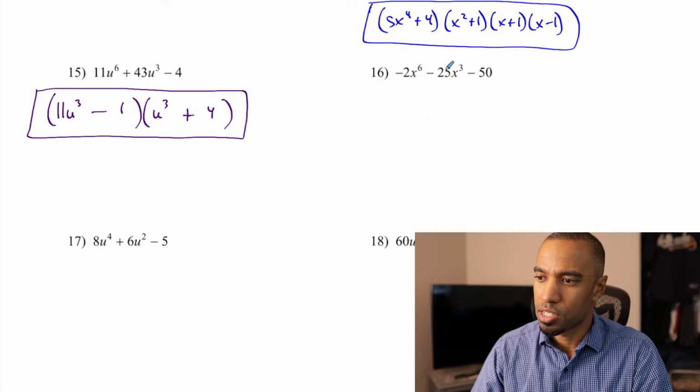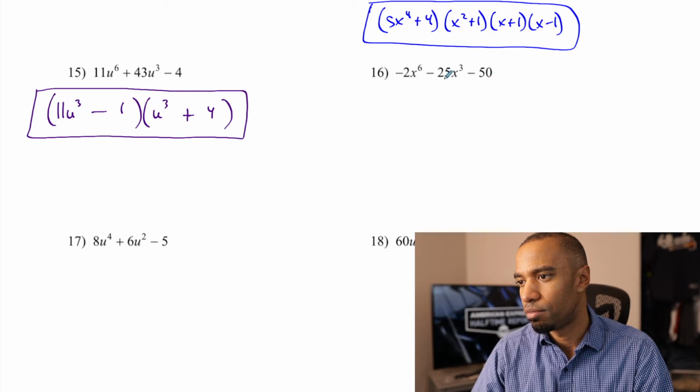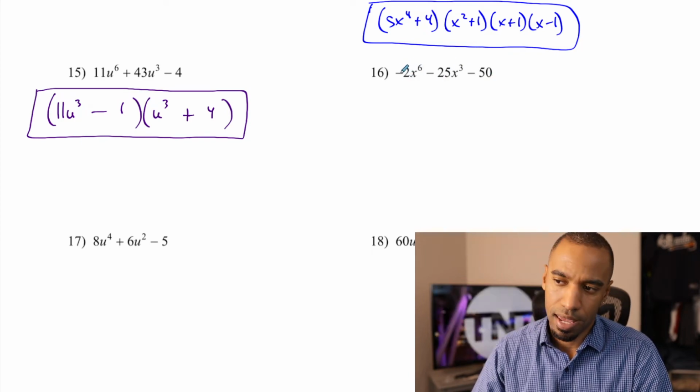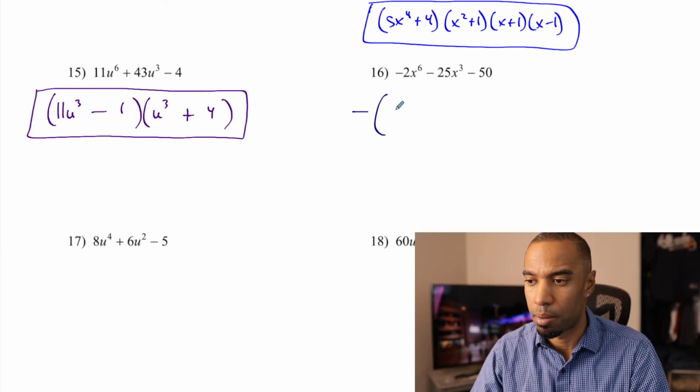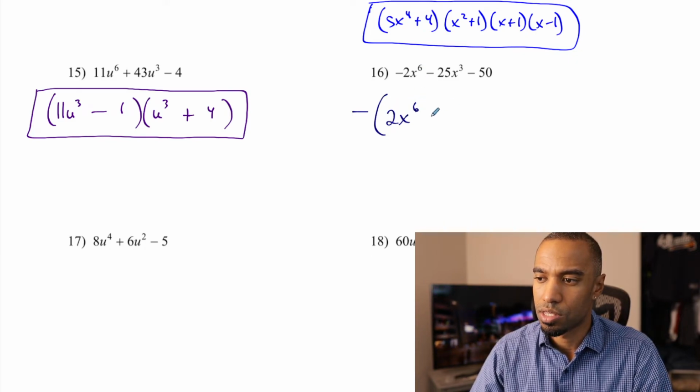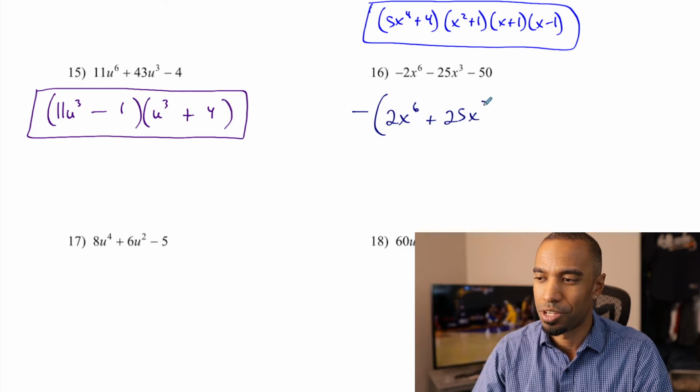All right, number 16. No common factor of a number, but a negative does exist to factor out. I'm going to factor the negative out here, and this time let's do this properly. That'll be 2x to the 6th plus 25x cubed plus 50.